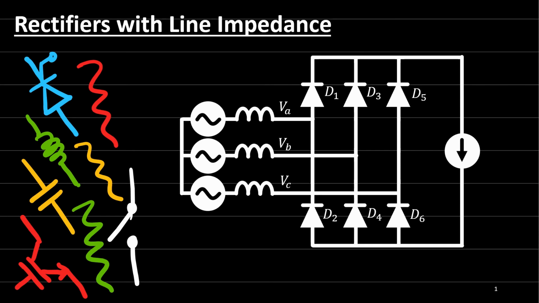Today I'm gonna talk about the rectifiers with line impedance. To analyze the effect of line impedance on the output voltage of the rectifier, let's consider a simple diode rectifier with pure inductive load and a freewheeling diode. The pure inductive load, which is in reality a highly inductive load, can be represented as a current source on the load side, as you can see here on the right side of this three-phase diode rectifier.